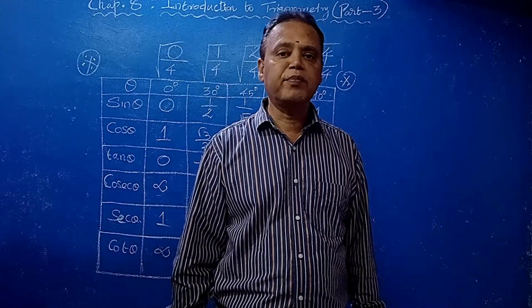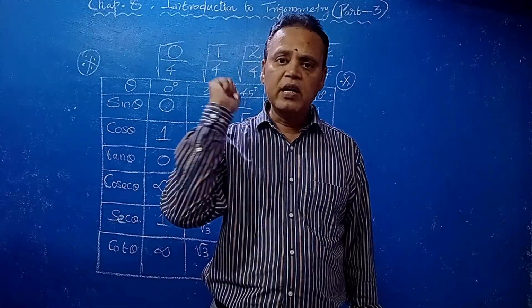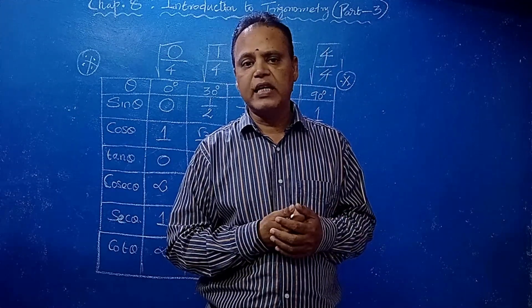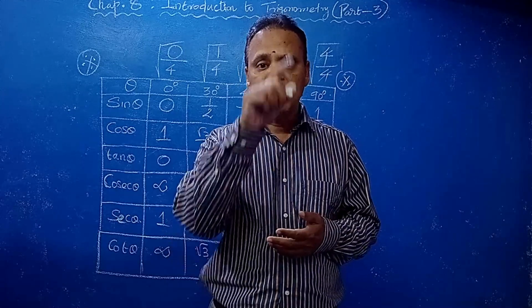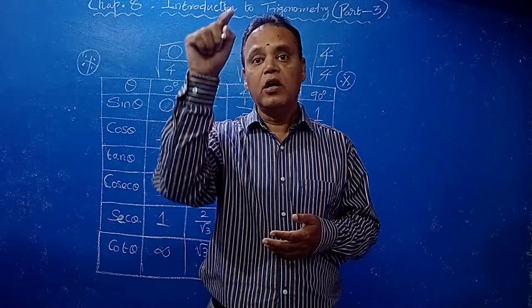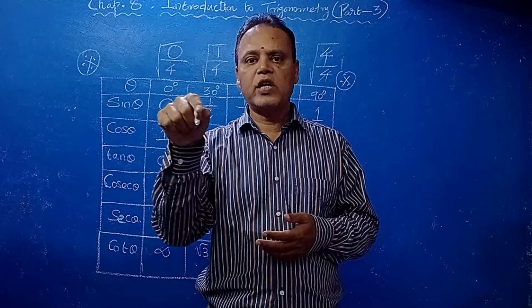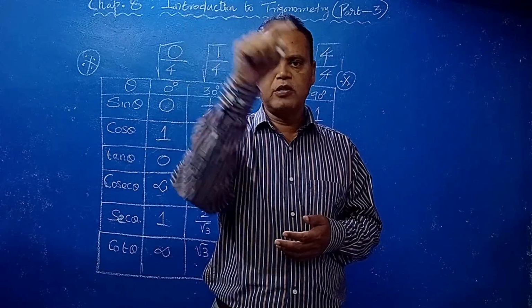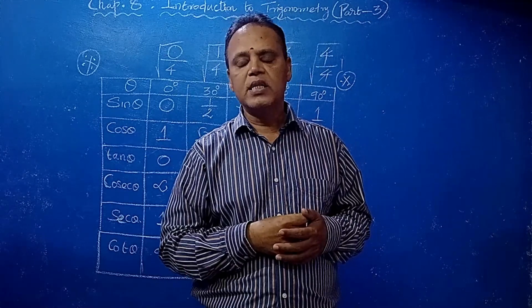If you use the diagram method, it is so easy. You just bring the diagram in front of your eyes and you can easily calculate. For sin 45, immediately you bring the diagram 1, 1, root 2. Clear? So sin 45 means 45 degree base angle there, that is opposite side by hypotenuse. So 1 by root 2. Okay, that is an easy method.